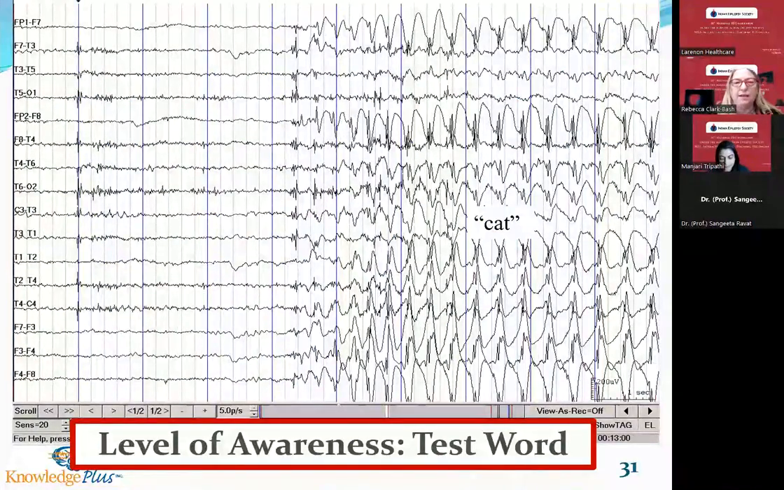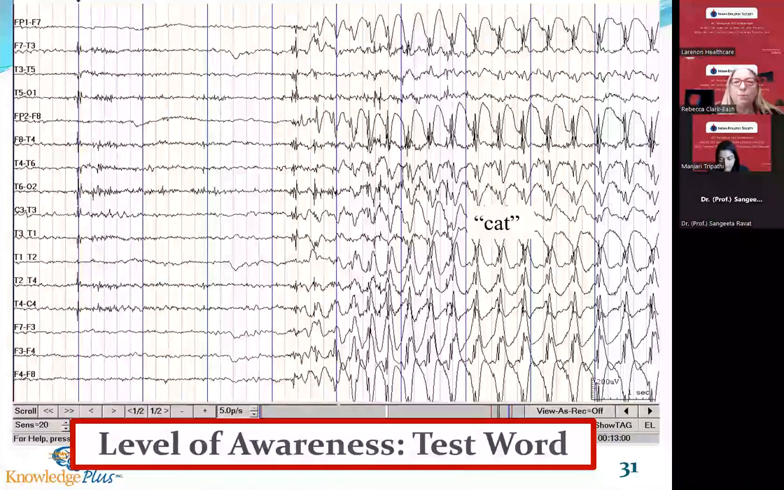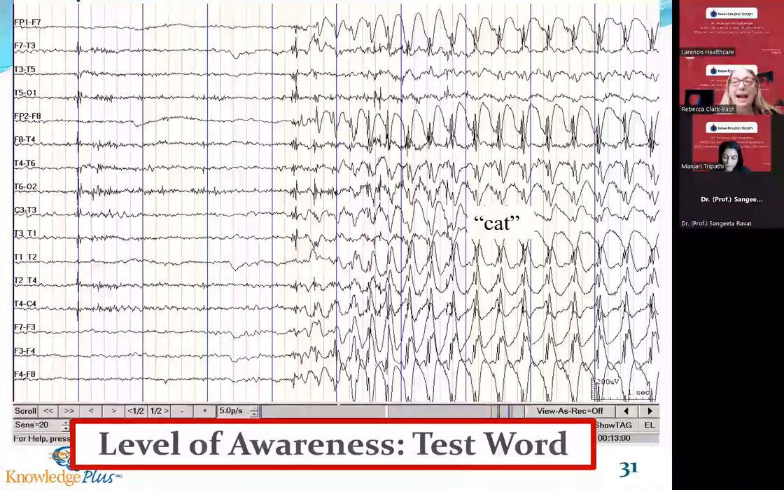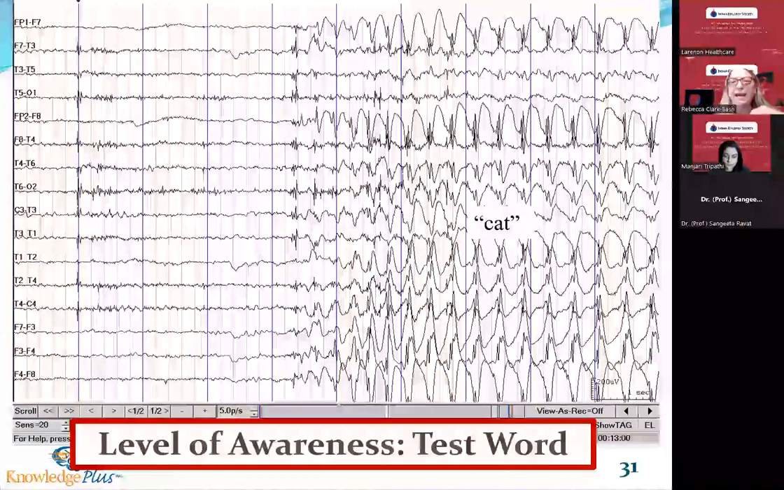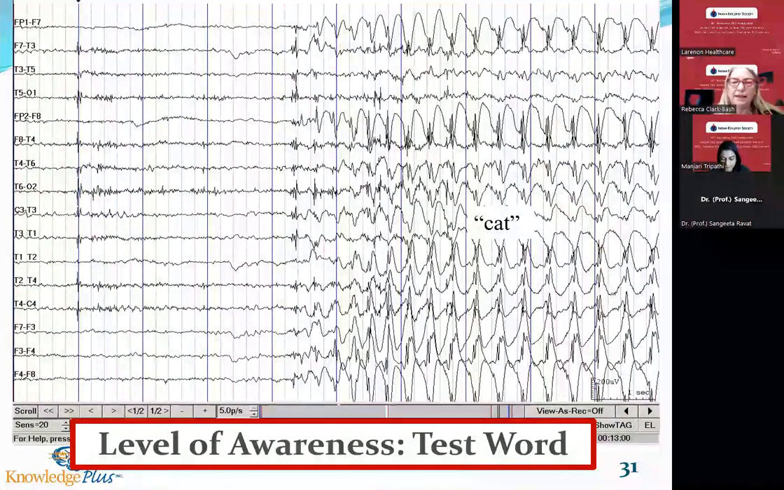So this is just an example of a level of awareness. The patient went into this 3 per second, very classic 3 per second spike and wave. And I say cat after the epileptiform discharge has gone back to baseline. I'm going to say, Helen, what word did I say? And I will either write, patient said, I don't know. Patient said, do the deep breathing, which is the last non-seizure moment when I was talking to them. Or I say, the patient said cat.